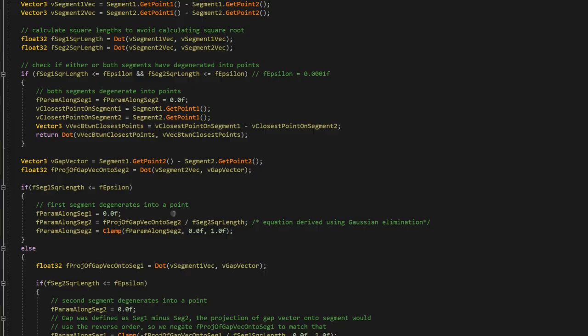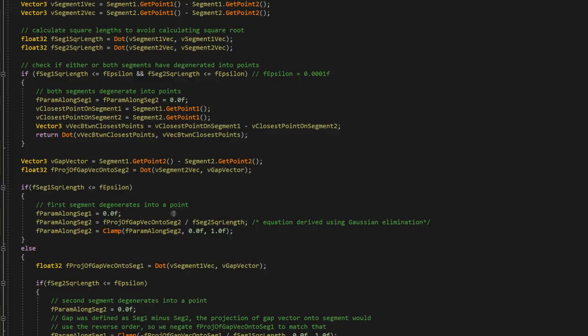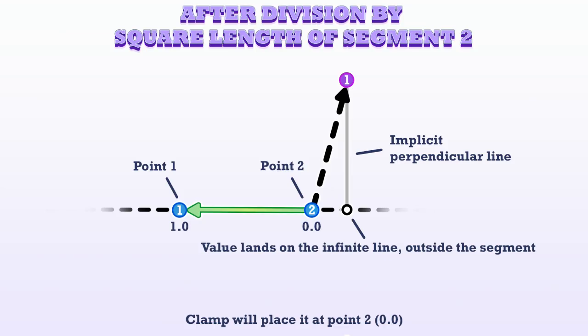Because segment 1 is just a point, finding the closest point to it along segment 2 is simplified. We divide the projection of segment 2 onto the gap vector by the square length of segment 2. The projection gets us how far along segment 2 we need to go to find the closest point, but it's in square units because we use the dot product to produce it. We divide by the square length of segment 2 to convert to linear units.